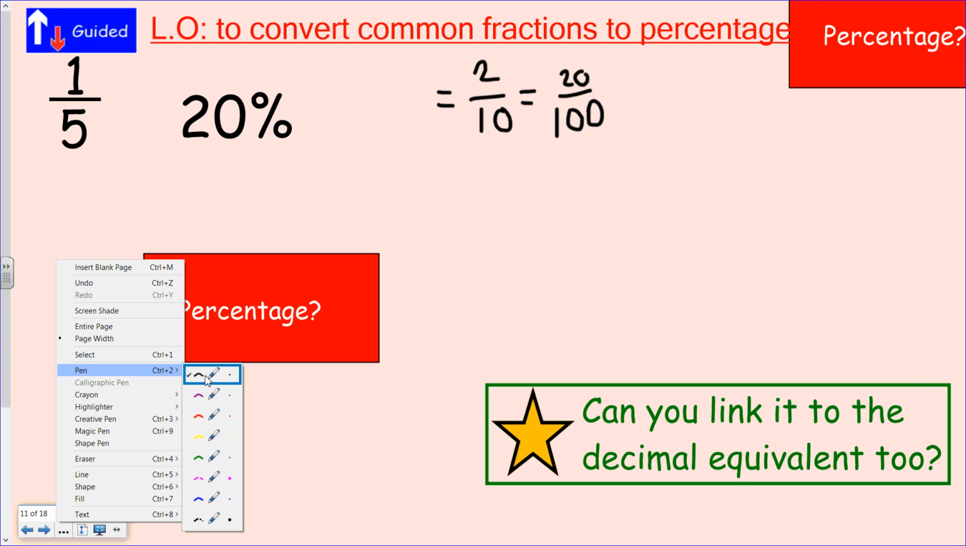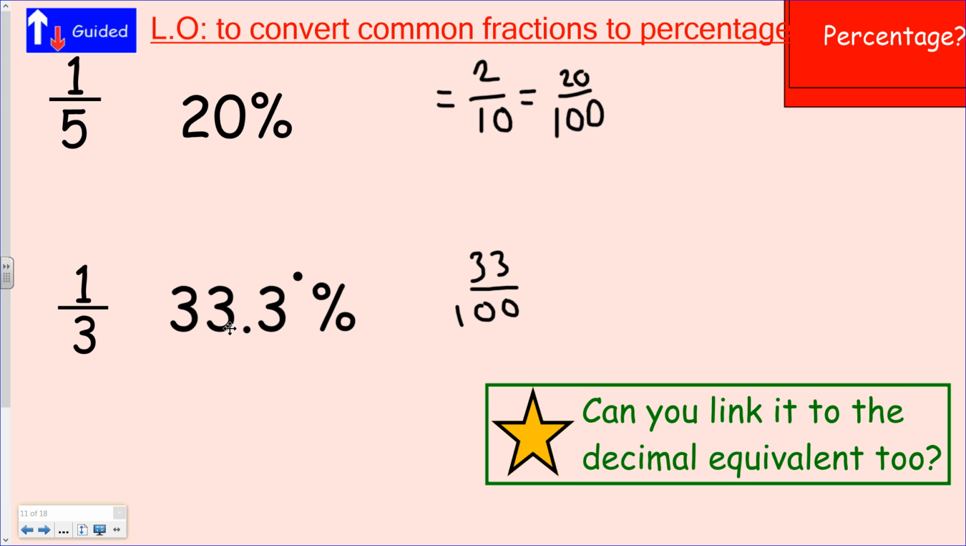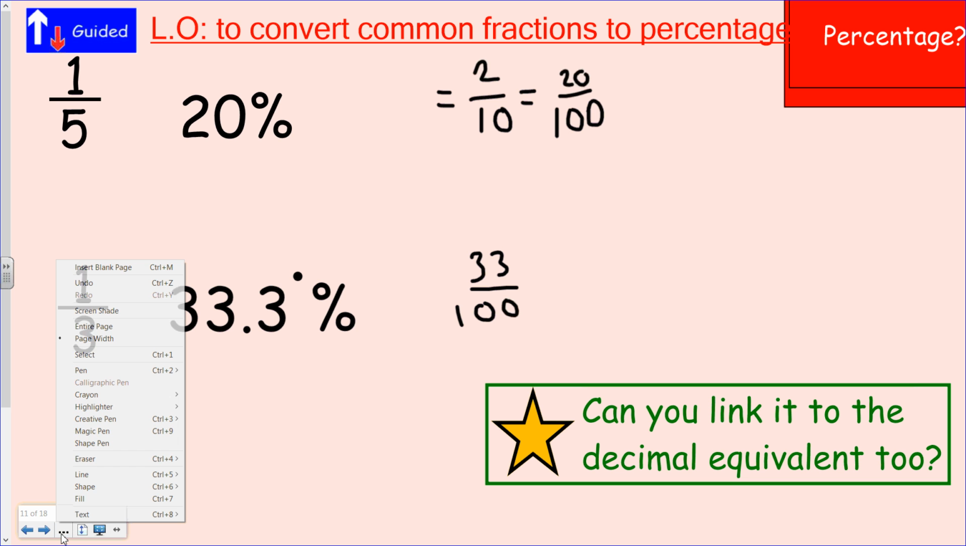Next one then, 1/3, okay? So 1/3 is slightly different, isn't it? Okay, because we know that 1/3 is the same as 33 over 100, okay? Remember, it's that recurring, isn't it? So as a percentage, we're going to have 33.3 and we've got our recurring symbol just there, okay? And if we were going to write it as a decimal, it's going to be 0.33.